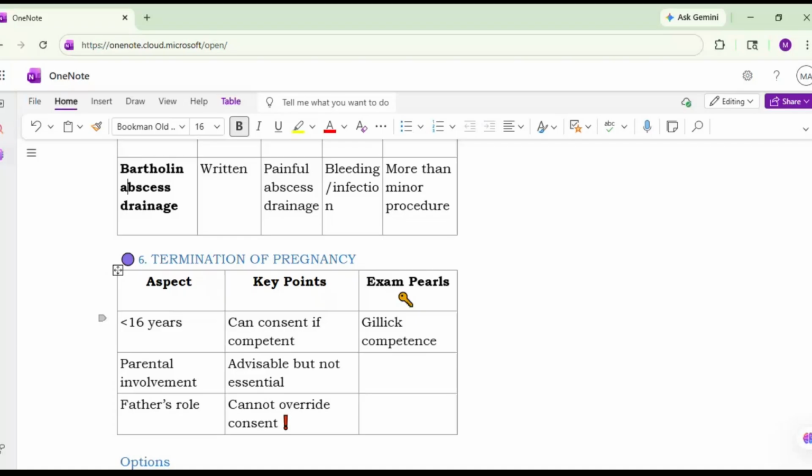Then coming to the termination of pregnancy. Below 16 years, the patient can consent if she is competent, and here we have to check the Gillick competence that we have discussed. Below 16 years, if Gillick competent, parental involvement is advisable, but it is not essential. If the patient says do not involve the parents, then it is okay, we will not involve the parent, provided the Gillick competence is there. And the father's role cannot override the consent.